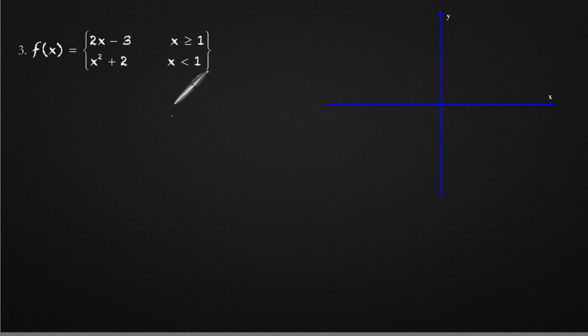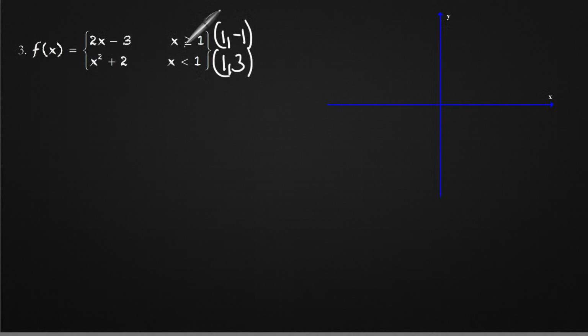Okay, here we have this third example, and we have x is greater than or equal to 1. We have a linear function with a slope of 2. And then we have a parabola that's been shifted up 2 units for all x's less than 1. So let's plug in our 1 into our function. 2 times 1 is 2, minus 3 is negative 1. So this has an ordered pair of 1, negative 1. And then we're going to plug in 1 here. 1 squared is 1 plus 2 is 3. So 1, 3.